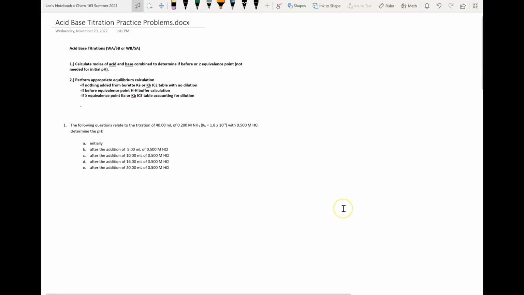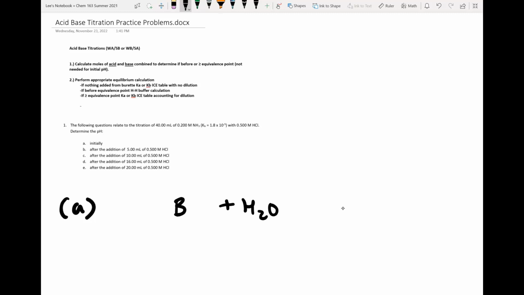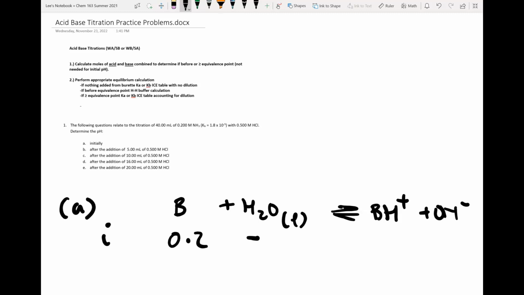So in this first example here, I'm going to look at the titration of the weak base ammonia with the strong acid hydrochloric acid. And so for the initial pH, I'm just going to do a Kb ice table because I've just got a solution of a weak base that I've added nothing to. So I've got my base, which is ammonia, and water, that's pure liquid, in equilibrium with the conjugate acid of that base and hydroxide ion. So they give me my initial concentration here is 0.2, the water is irrelevant.